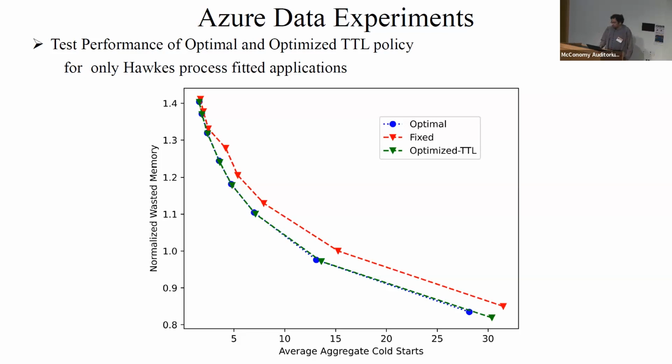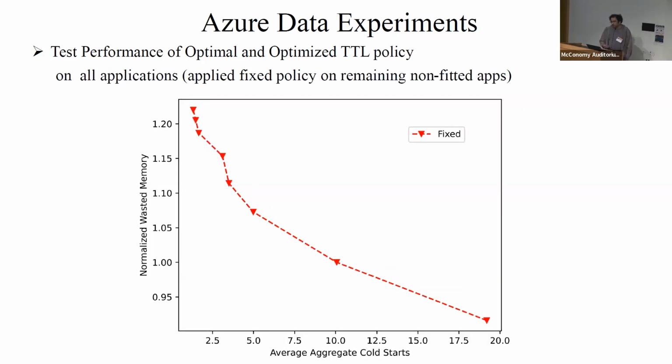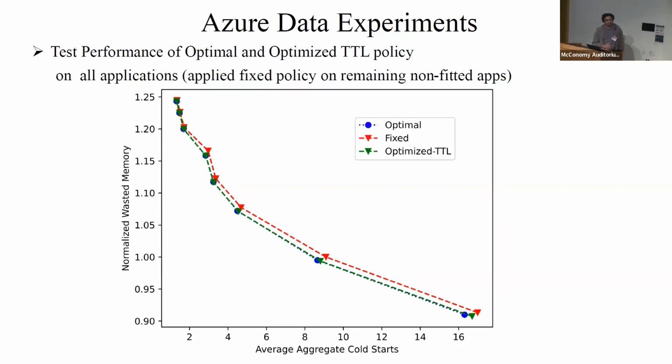So we also plot the performance curves for all applications in the dataset. And for applications that are not Hawkes process, we apply the corresponding fixed policy. And as you notice, the Pareto domination effect of the optimal policy and the optimized TTL policy is slightly attenuated.